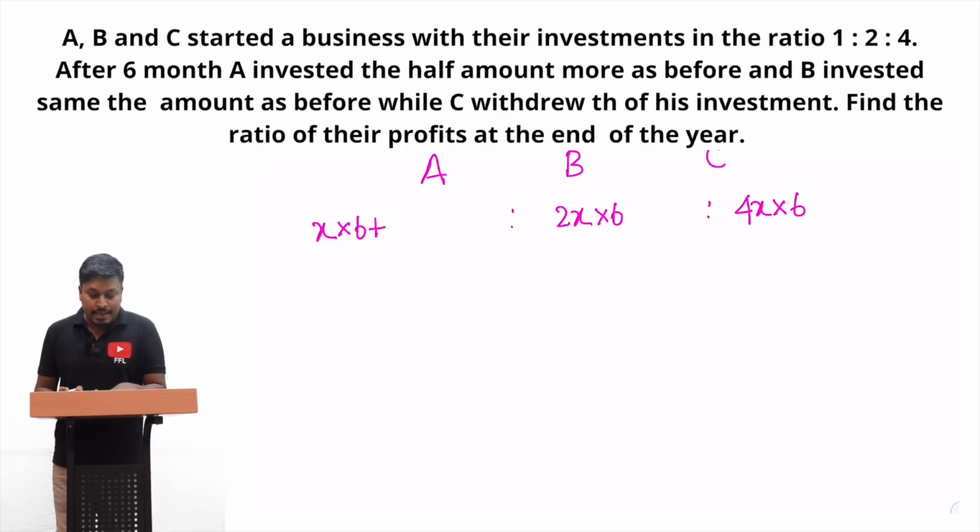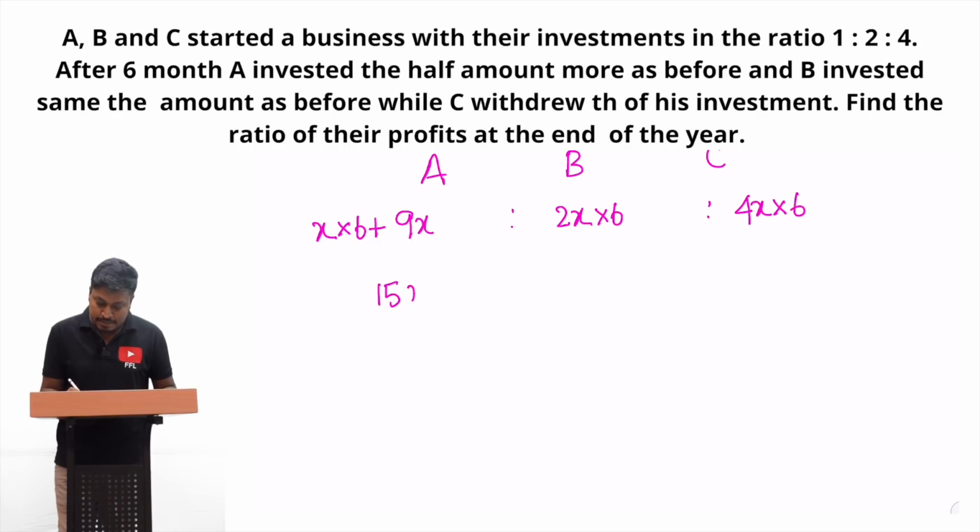Now A invested half the amount more than before. So already how much amount is he investing? 6x. Now he is investing half the amount more. Half of 6x will be 3x. So 3x more will be 9x. Friends, understood or not? So 6x plus 9x will be 15x.